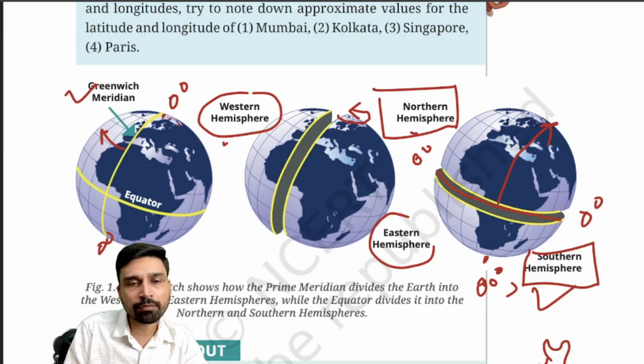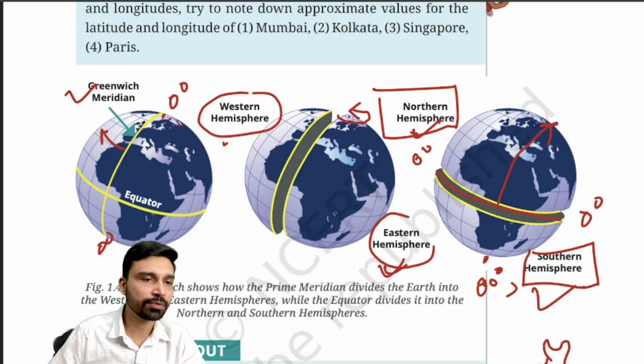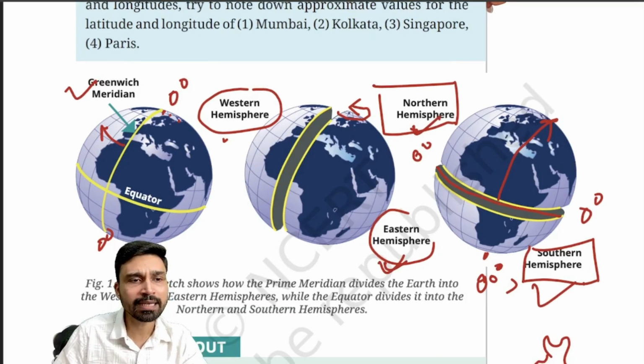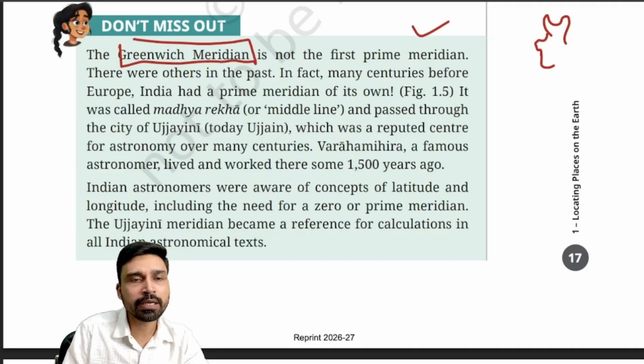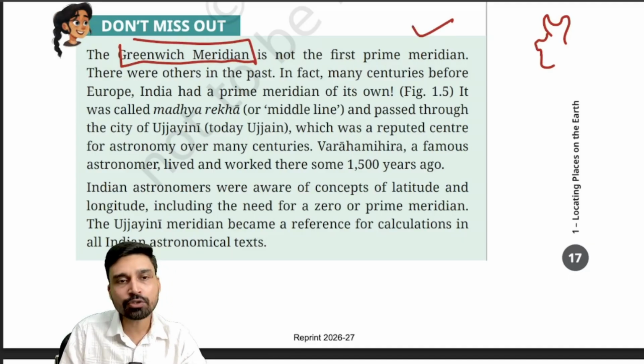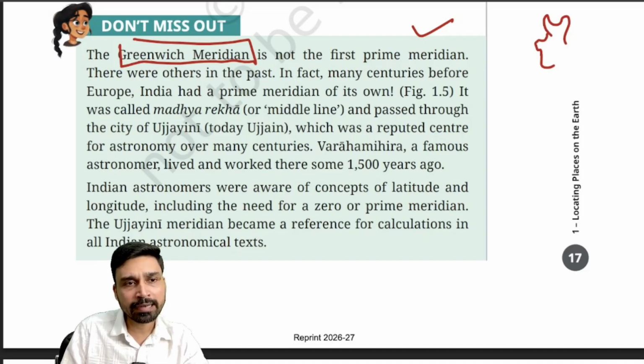Let us take the example of India. India is part of the northern hemisphere as well as the eastern hemisphere. Now, a very interesting point to observe here: we have discussed that the Greenwich meridian was chosen as the prime meridian because of the importance of London during the 18th and 19th century. Interestingly, many centuries ago, India used to have a prime meridian of its own.